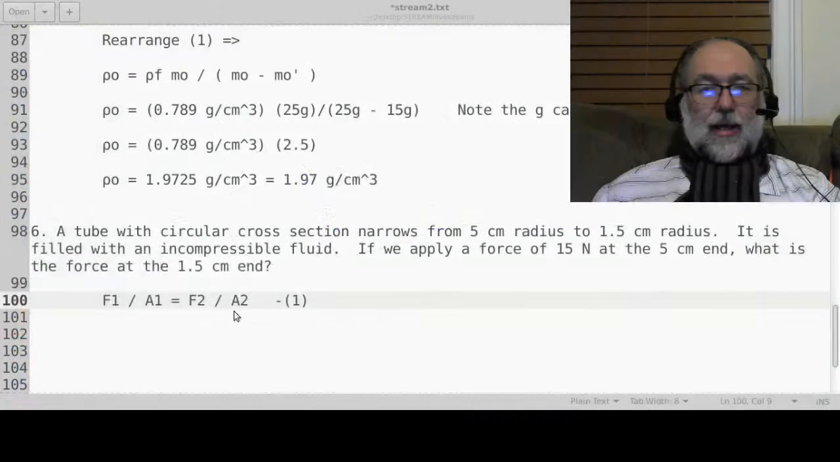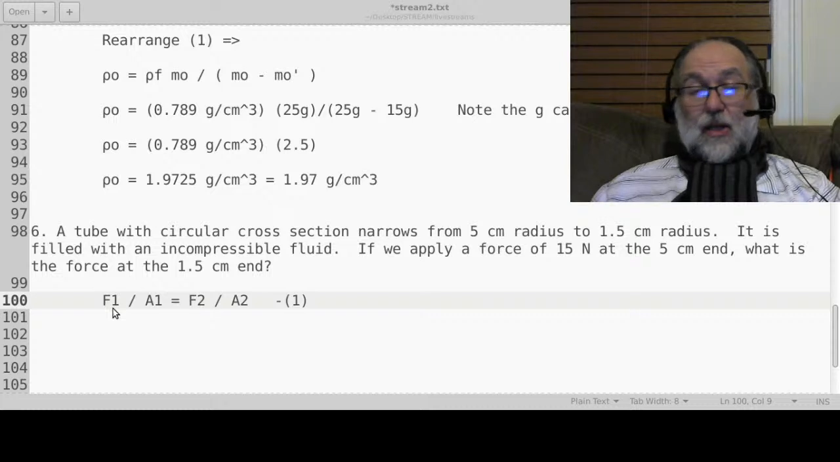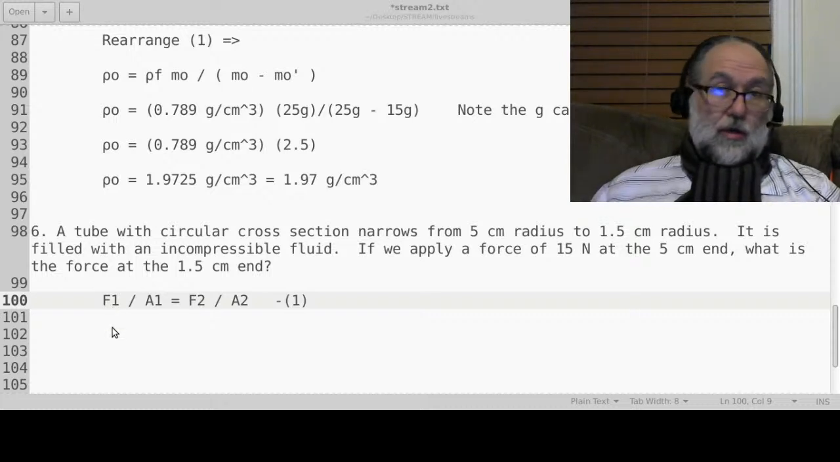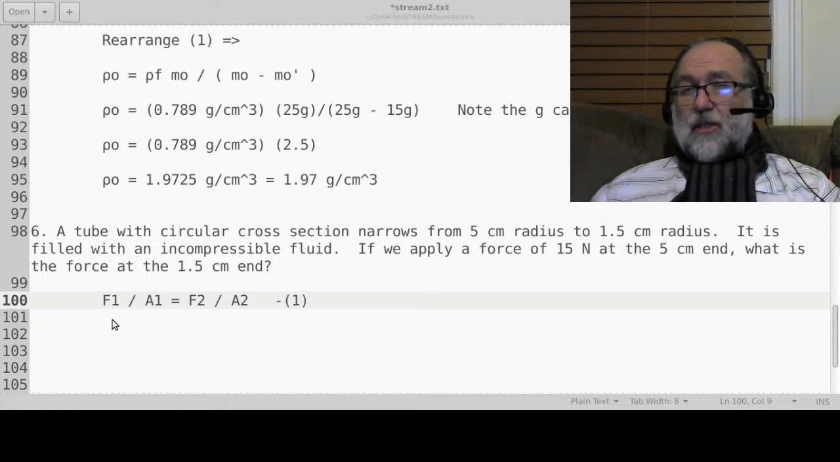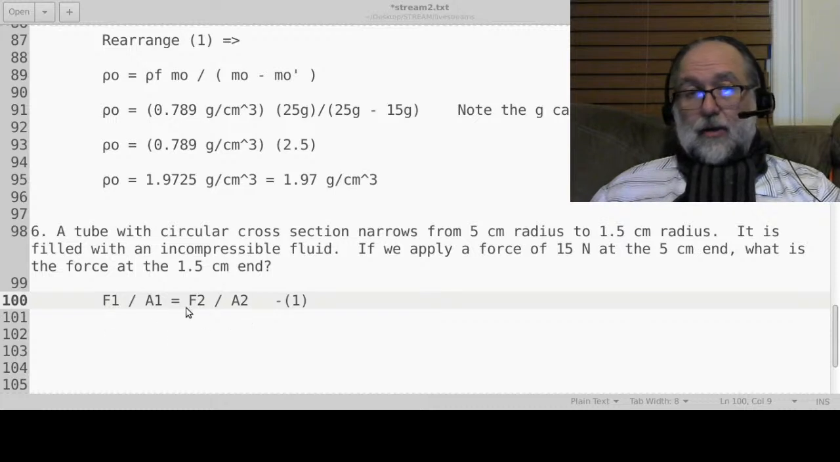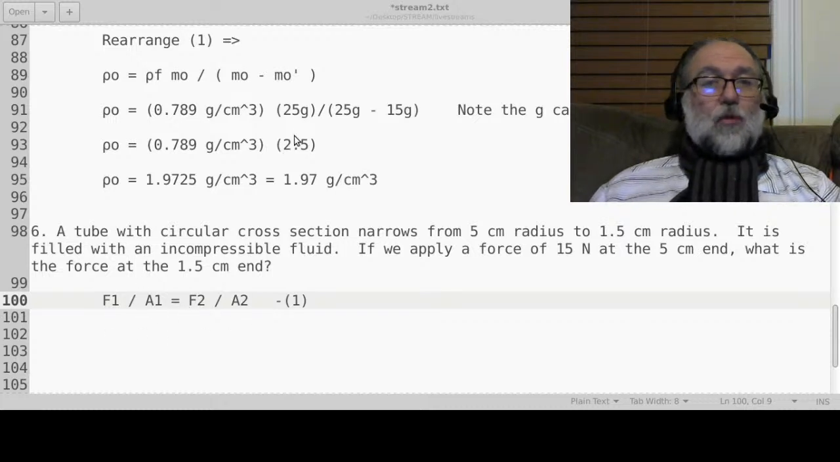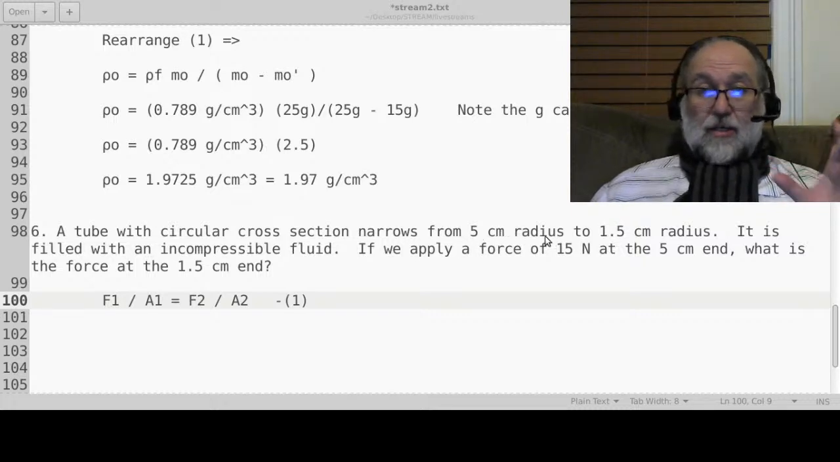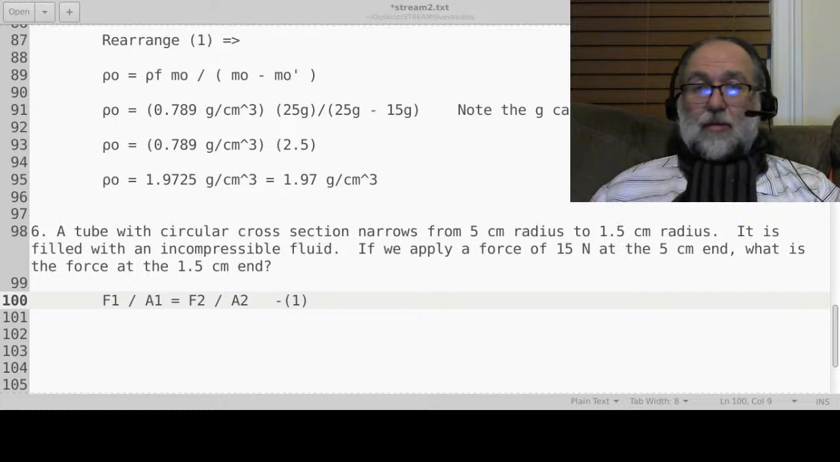Let me switch back. All right, so there we go. Basically what Pascal's principle says is the pressure everywhere is increased the same. So I increase the pressure at the one end by F1 divided by A1, so the pressure increase at the other one has to be F2 divided by A2. So what do you know here? Well, I give you enough information to calculate the areas. One end is 5 centimeters radius, and the other end is 1.5 centimeters radius. And so let me just cut and paste.